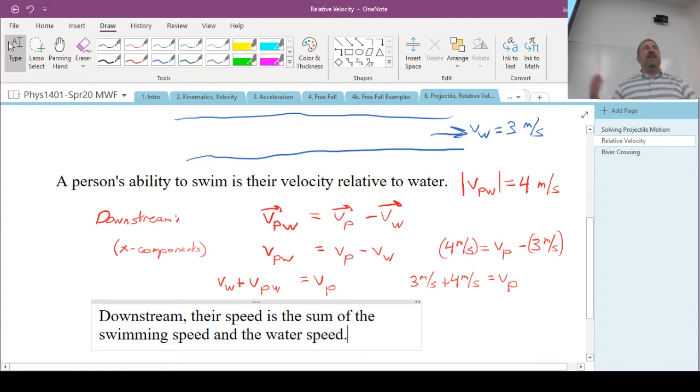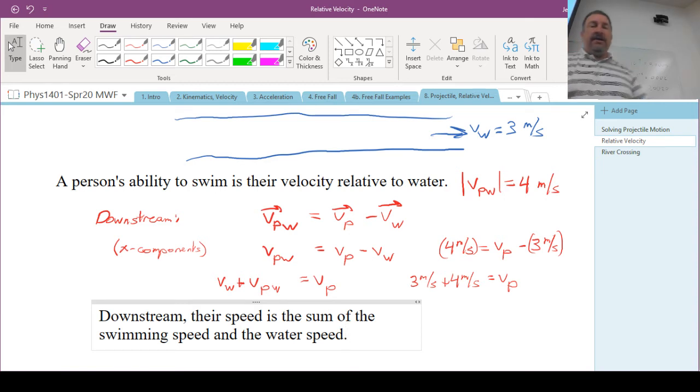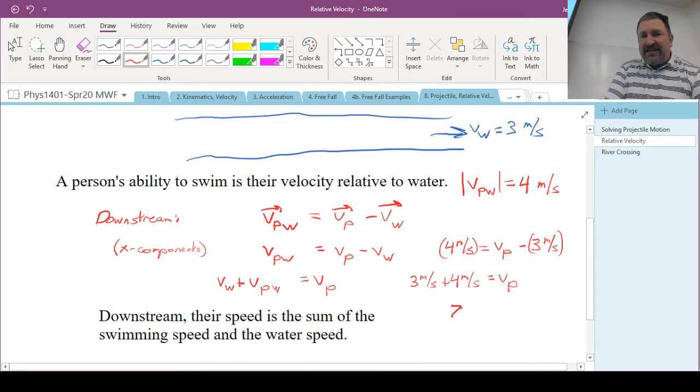The result of this is probably something that may have been intuitive to you. If they swim downstream, the water gives them a boost. It makes them go faster. And how do you calculate how much faster it makes them go? You simply add the speeds. So you find that they get to go 7 meters per second.